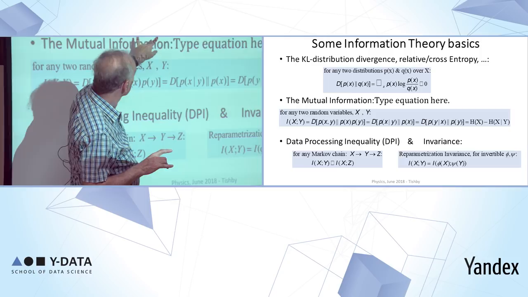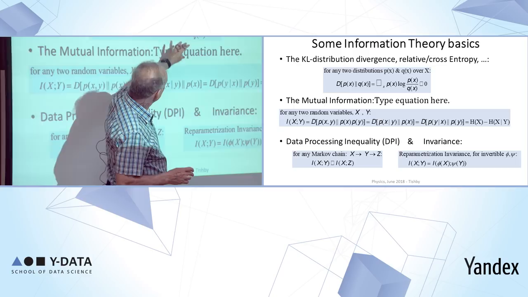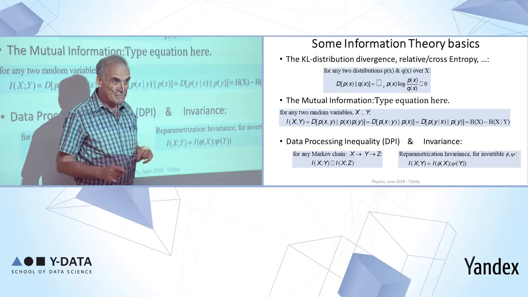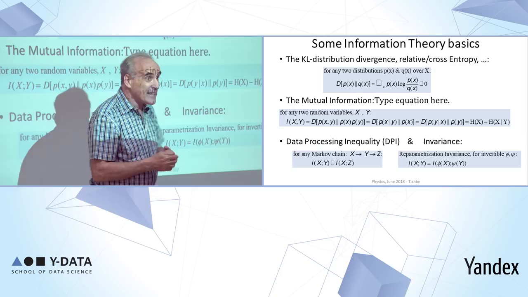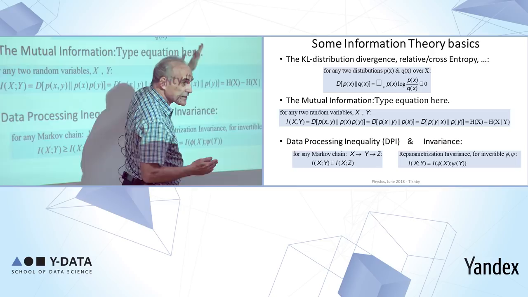So the first one is what they call the KL divergence, or the cross entropy, or the information divergence. It has many different names and many different meanings. You essentially take, for any two distributions of the same variable, the likelihood ratio, take the log, and the log is important, and then average with respect to one of them. So it's the average log likelihood ratio of two distributions. Now this is a very important quantity. First of all, it's a non-negative quantity, and it's zero precisely when the two distributions are the same.